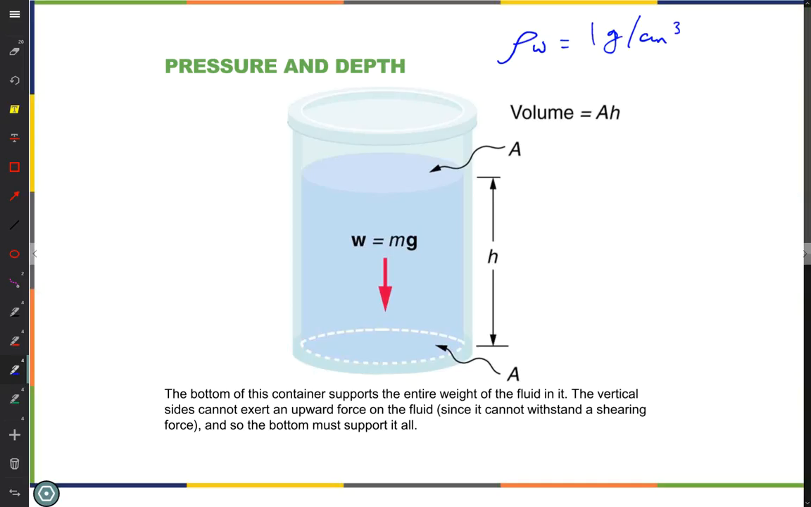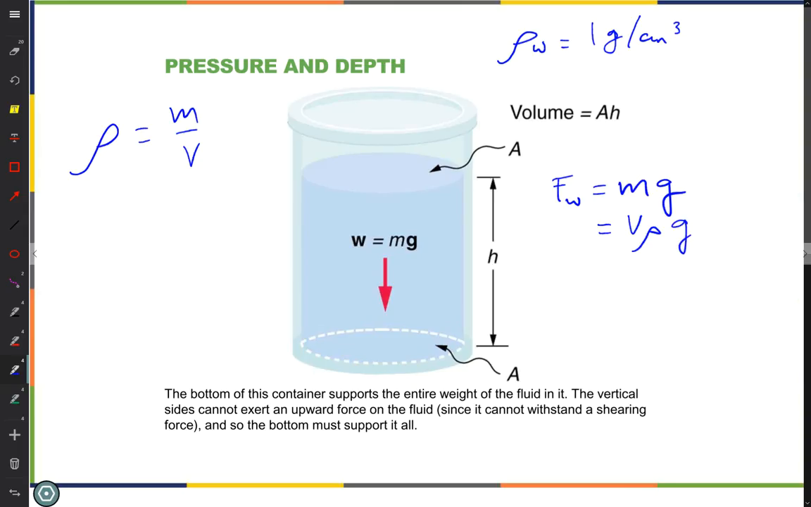I have this container that has some unspecified surface area A and some height H. The weight of all of that water has to be supported by the bottom of the container. So I can calculate how much force the water puts on the container: the force of the water is equal to the mass of the water times g, the weight of the water. The mass is the volume times the density, since density is defined as mass over volume. So it's volume times density times g.